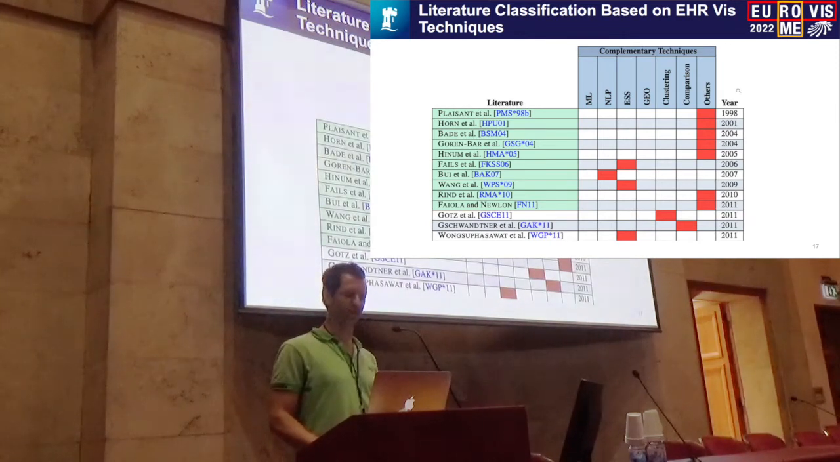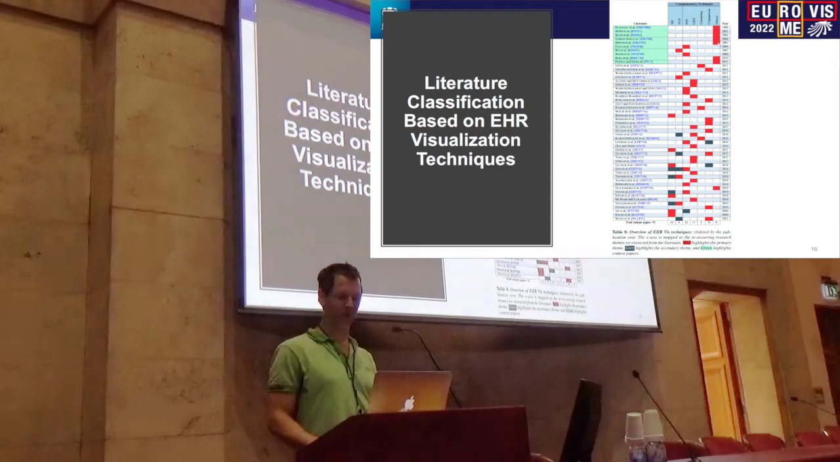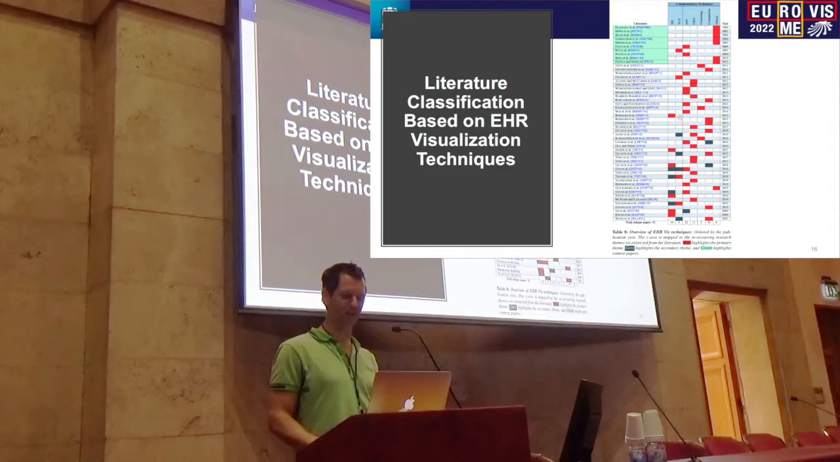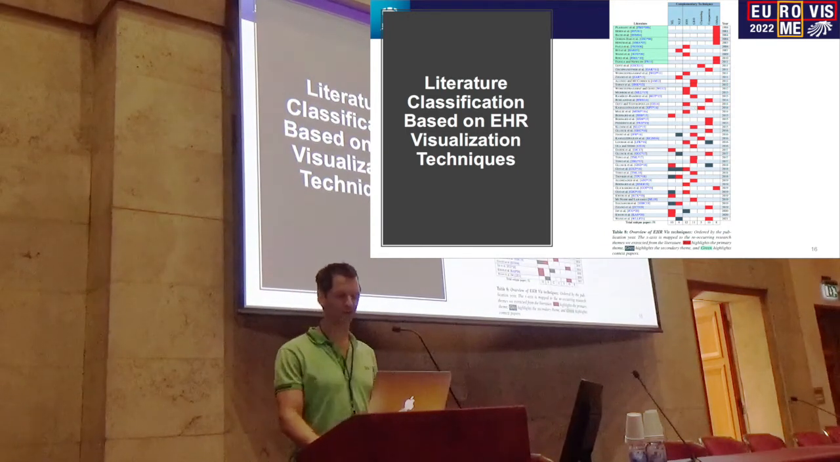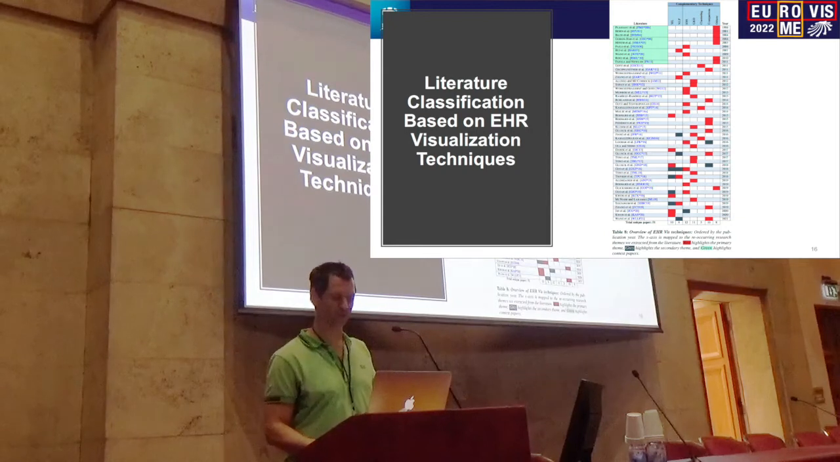So we can go back to the overview and maybe see a few trends. For example, machine learning gaining popularity, NLP never being particularly popular, and event sequence simplification, probably the most popular subtopic related to that. Of course, geospatial visualization, which is associated with population healthcare records. So we're going to look at some examples of those.